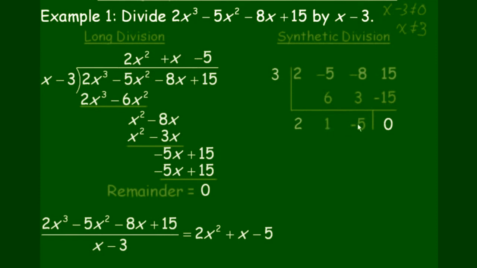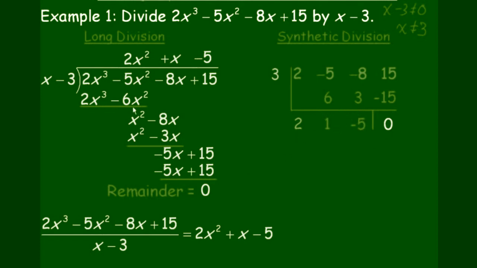Notice that the 2, 1, negative 5 are the coefficients of 2x squared plus 1x minus 5. That's actually your answer, the quotient. Now the 6, 3, and negative 15 correspond over here, but they are the opposite numbers of negative 6x squared, minus 3x, and 15. So the 6 is the opposite of the coefficient of the negative 6x squared, the 3 is the opposite of the coefficient of this minus 3x, and the negative 15 is the opposite of this constant here.